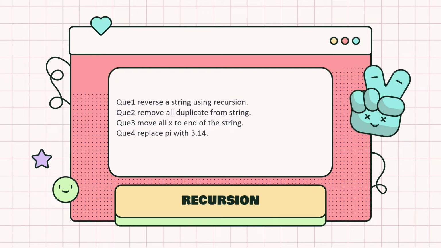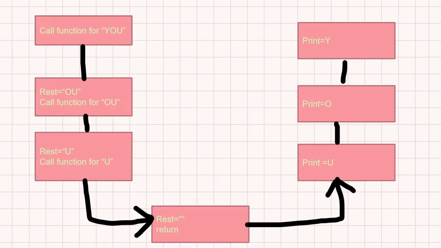Question third, move all x to the end of the string. All the x present in the string, we have to move it to the end of the string. And last, replace pi with 3.14. We have to move forward, and our first question is to reverse the string.